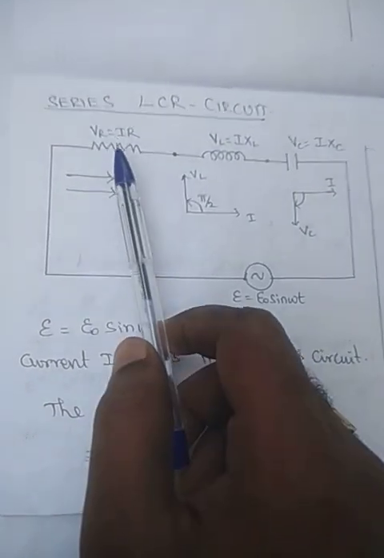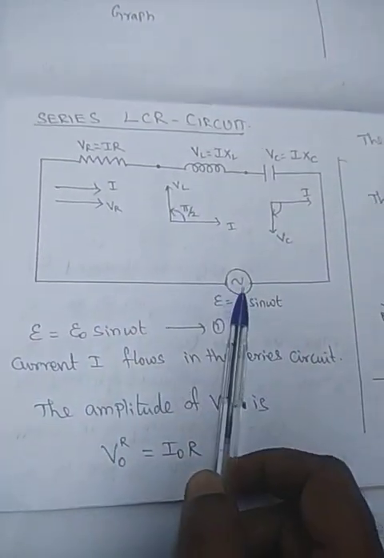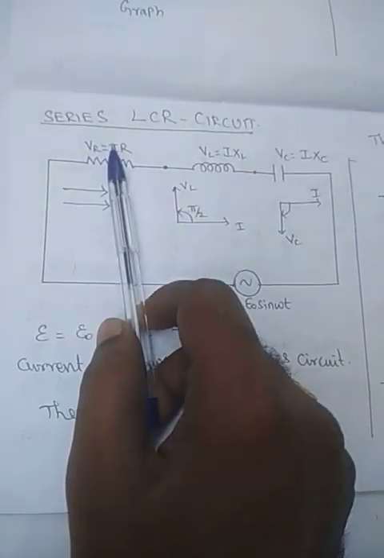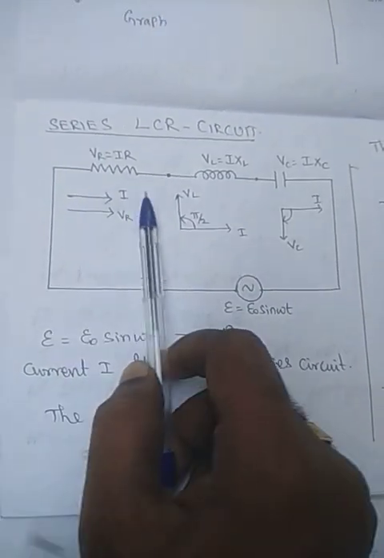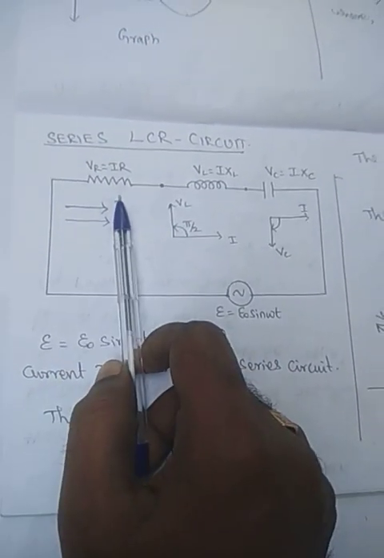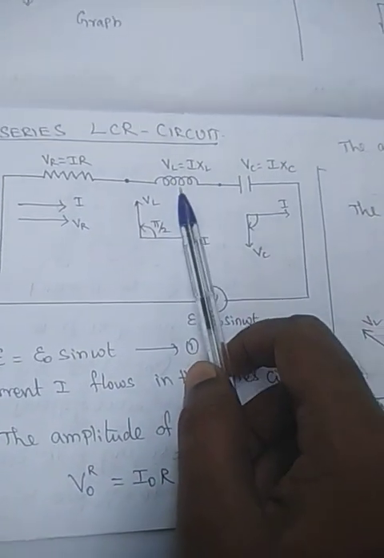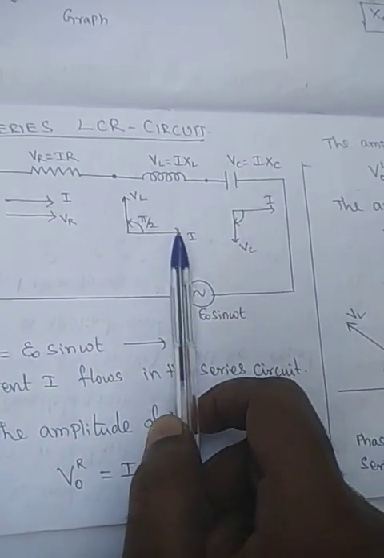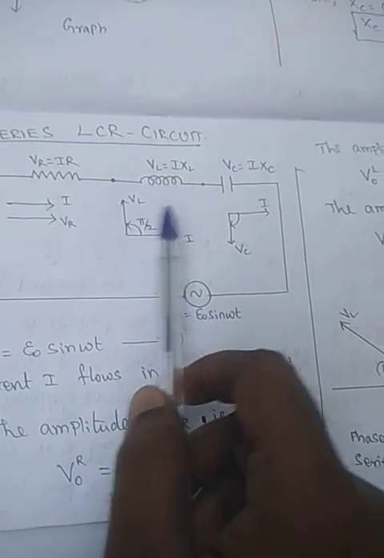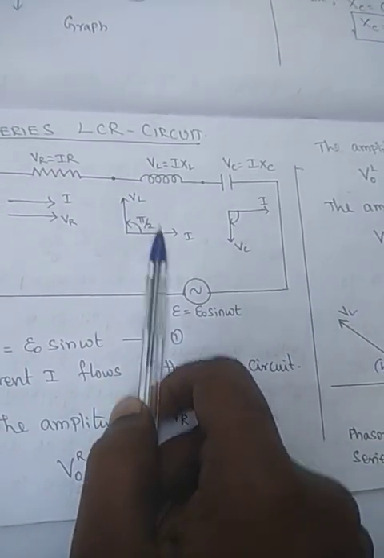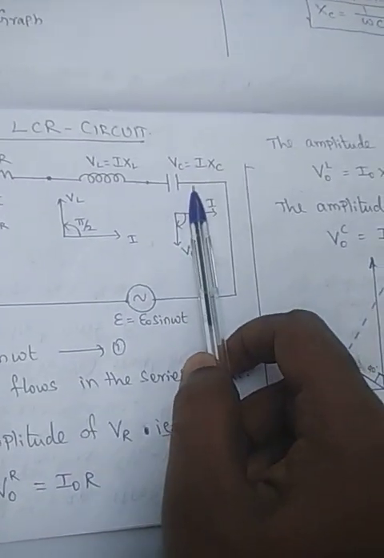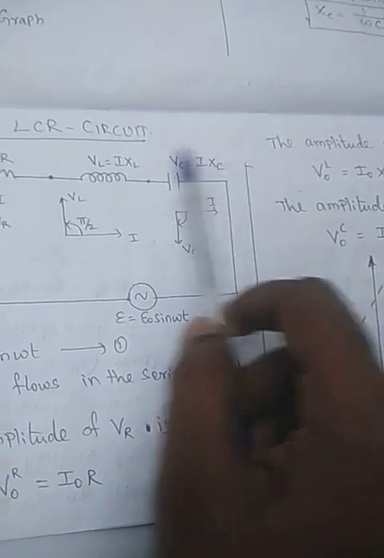Already we know that when an alternating EMF is connected to a pure resistor alone, both the current and the voltage are in the same phase, in the same direction. But for an inductor, the current lags the voltage by pi by 2. Then for the capacitor, that is I C.